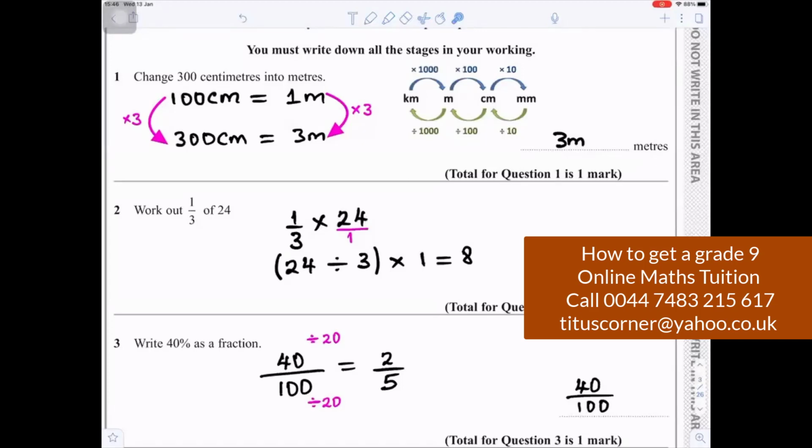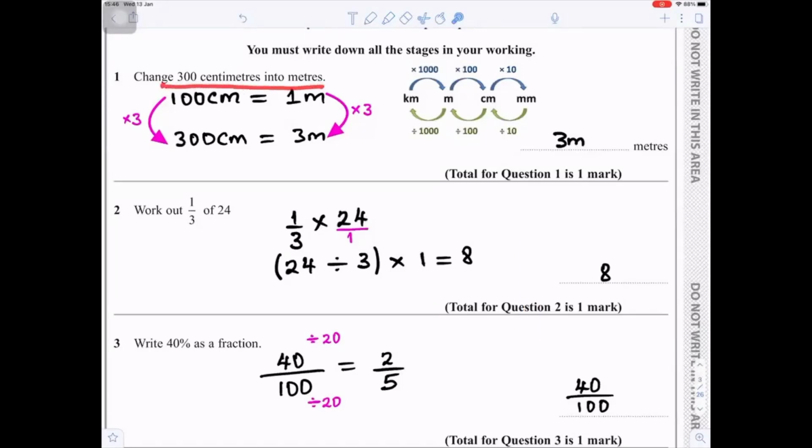Question number 1. Change 300 centimeters into meters. What you want to do is you can use this conversion scale which I've put there. You want to change from centimeters to meters. So to go from centimeters to meters, you can divide by 100.